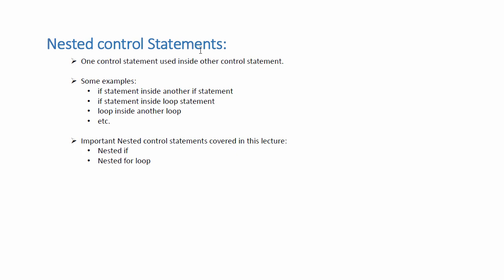Let's start with nested control statements. One control statement used inside another control statement is referred to as a nested statement or nested block. Some examples of nested statements are an if statement inside another if statement, a loop inside another loop, etc. There are two nested blocks I will cover in this lecture. First one is nested if and second one is nested for loop. Let's start with nested if.